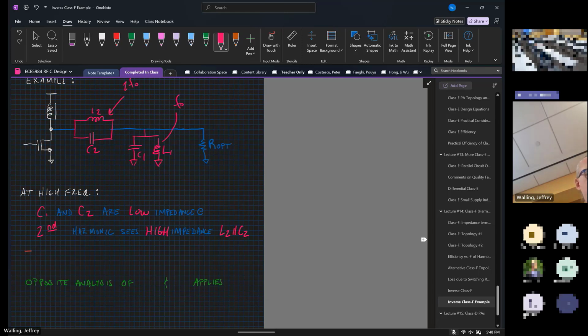So this is a suboptimal class F network. And the opposite of the analysis that we showed in the prior case, where we had DV, gamma V and gamma I, applies. So all the coefficients that we had for gamma V become the coefficients for gamma I, and vice versa. And you get better results if you terminate the even harmonics in high impedances. So this would be kind of a suboptimal design.